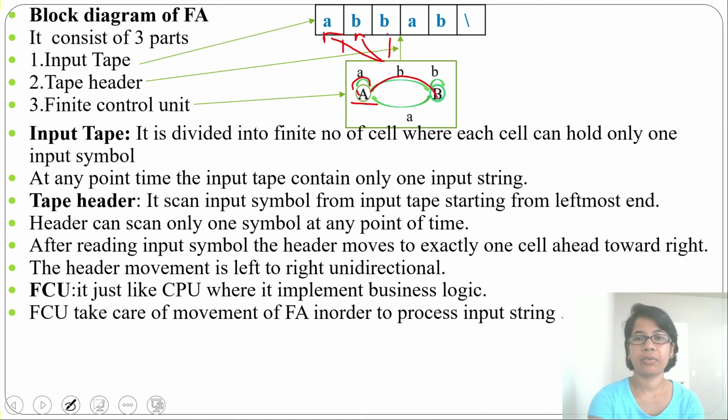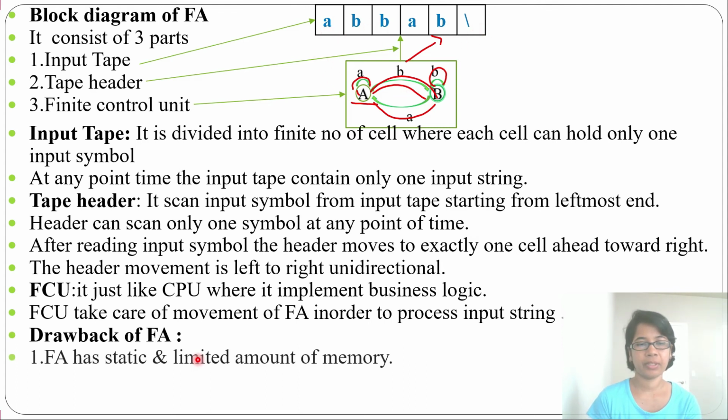Then the input header will read B. So now here it will do a loop. On input symbol A, it will come to state A. Next input symbol B, it will go again to B. That is the movement: the input pointer initially starts at the start of the input alphabet. Then it will just move one by one from left to right and it is unidirectional.